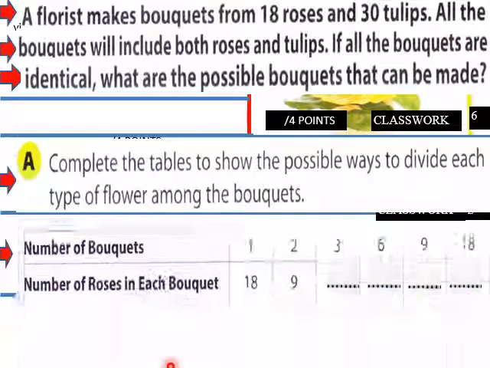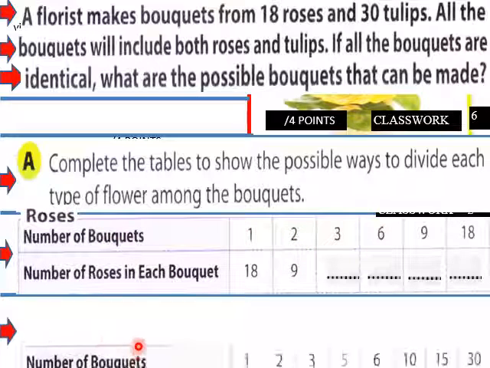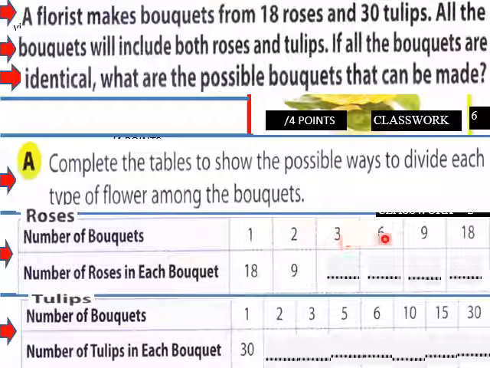Complete the tables to show the possible ways to divide each type of flower. Number of bouquets here. So we have one bouquet, it would just have 18 roses, because that would be one way to do it. And then two bouquets, we could split the roses up into two bouquets, and this is for roses. And then 3, 6, 9, and 18. And then for tulips here, if we had one bouquet of just tulips, it would be 30 tulips. 2 would be what? 3 would be what? 5. And so that's really the question here.